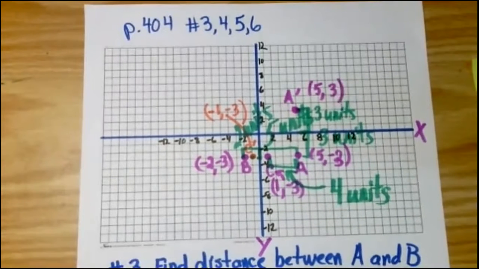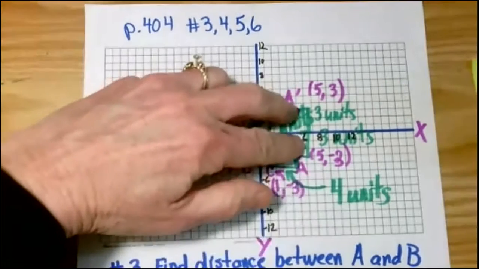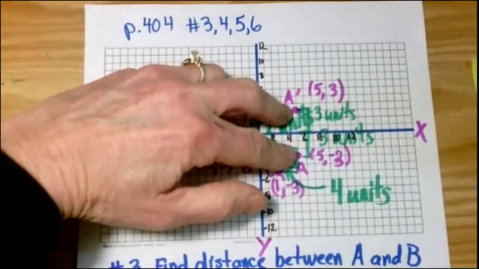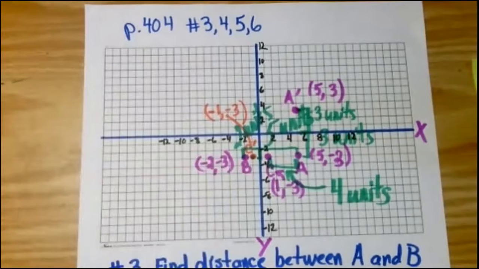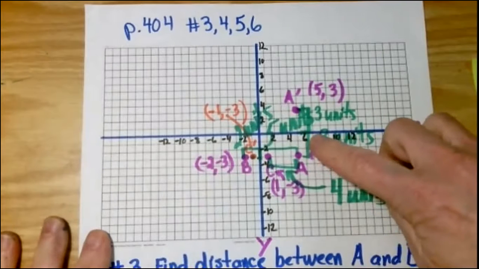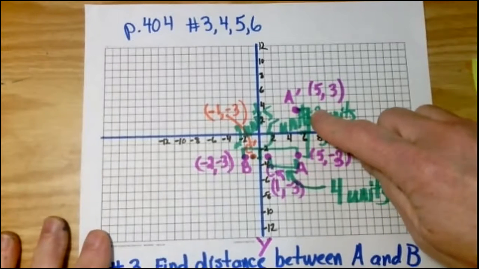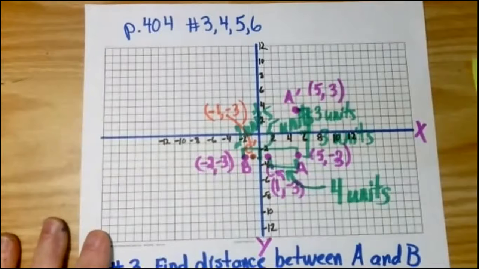Now the question is asking us, what is the distance between A and A prime? The point and its reflected point. What's the distance? Well, we would add our 3 units plus our 3 units, or 6, right? 6 units.